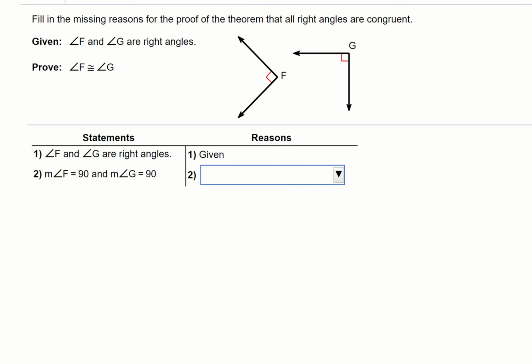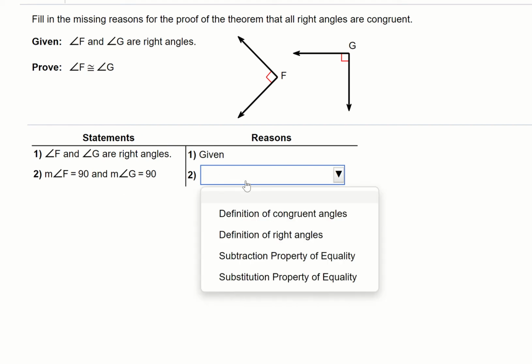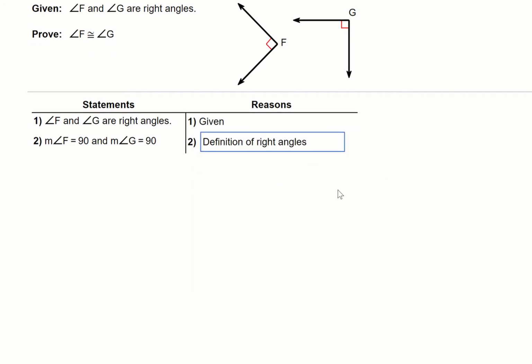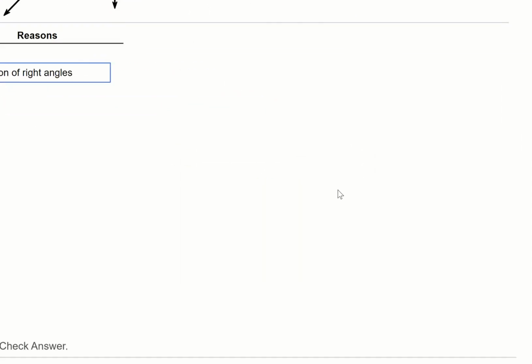Because they're right angles, we know that they have to equal 90 degrees, right? And so for step 2, we said, okay, measure of F is 90 and measure of G is 90. So that is the definition of a right angle. The reasoning we use there is that a right angle is 90 degrees, and that is considered by definition, right? So we will go ahead and select definition.